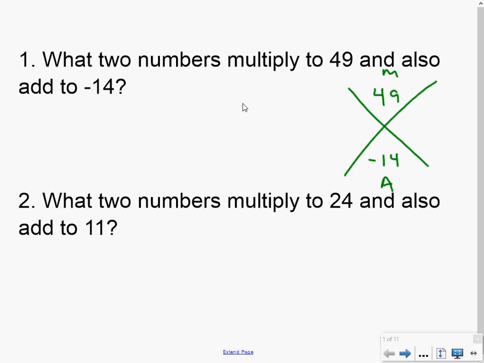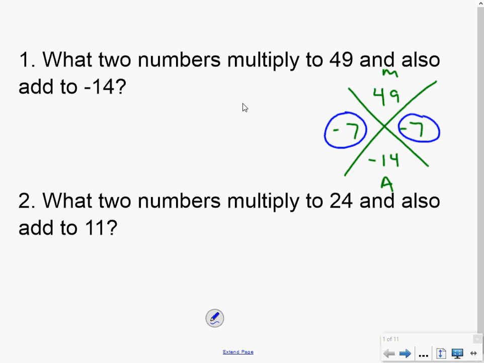So let's think of some ways that we can multiply to get 49. We can do 1 and 49. We can do 7 and 7. Well, the 7s stick out here. 7 times 7 gives me 49, and we said both of them are going to be negative, so negative 7 times negative 7 is positive 49 when we multiply, and negative 7 plus negative 7 gives us our negative 14. So these are the two numbers that satisfy that requirement.